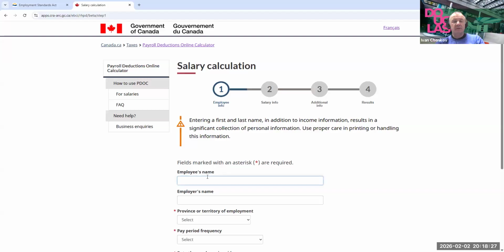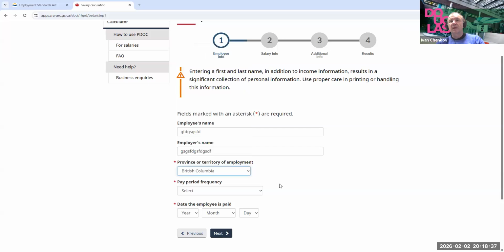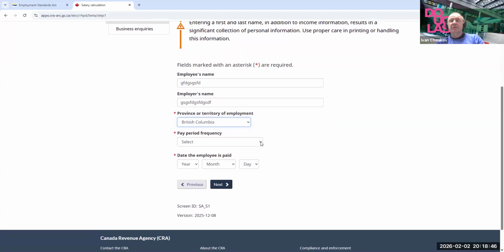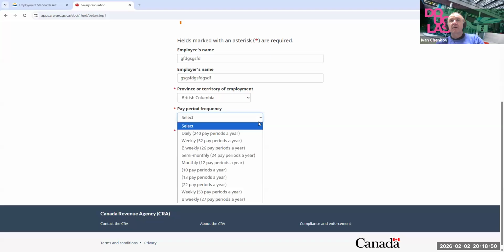Employee name, that's not important. Employer name also not so important. Now the province is important because that's going to determine the federal taxes. Pay period frequency is also important because that's going to give you different types of employment that we have. And as you can see, the options that we have here are a lot.